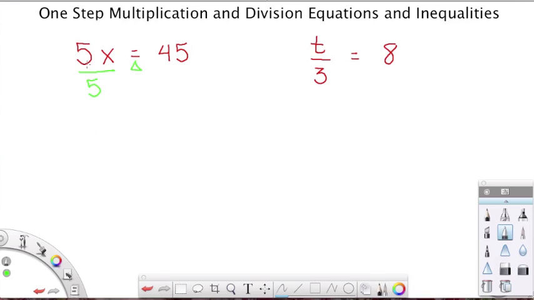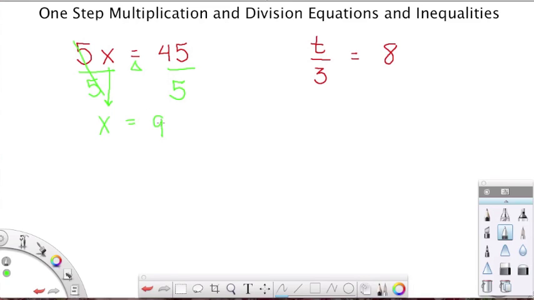And remember, what we do to one side of the equation, we must do to the other. What we do to the left, we must do to the right. So we also have to divide this side by 5. And what happens? Well, this undoes the 5 times, and we're left with just x. Okay, so we accomplished that. We have x in isolation all by itself. And then 45 divided by 5 is 9. So x is equal to 9.